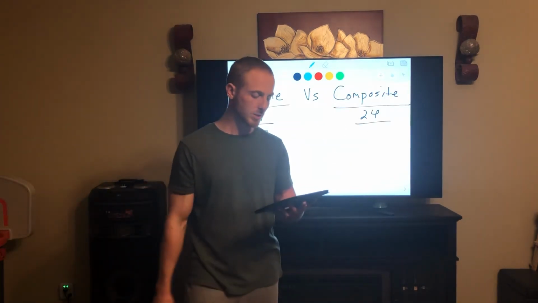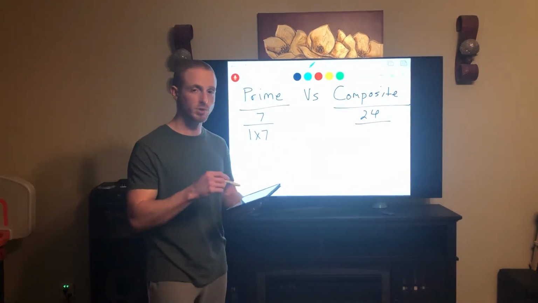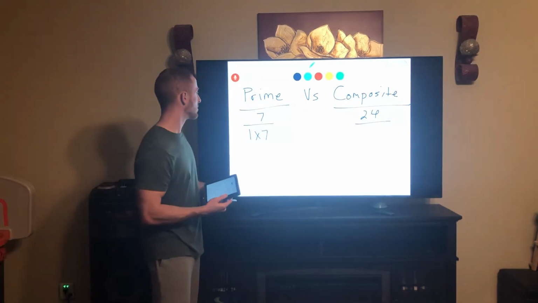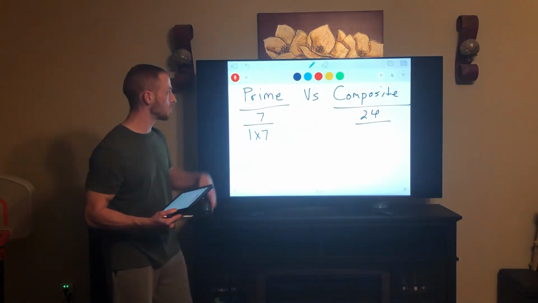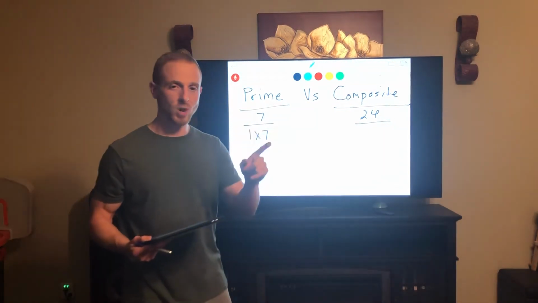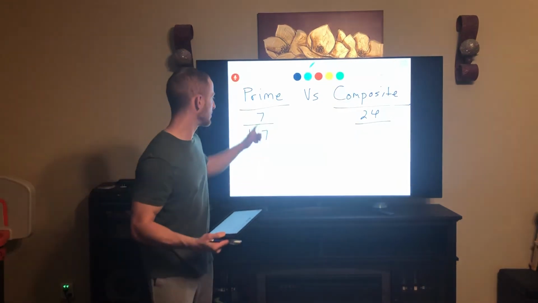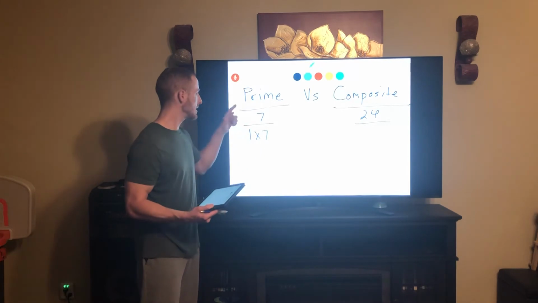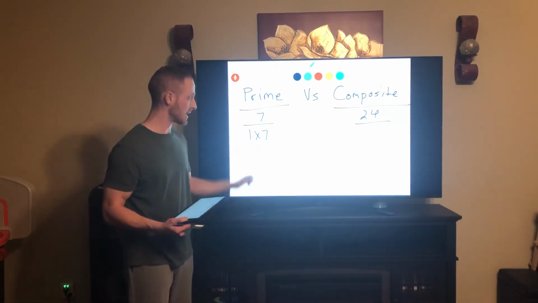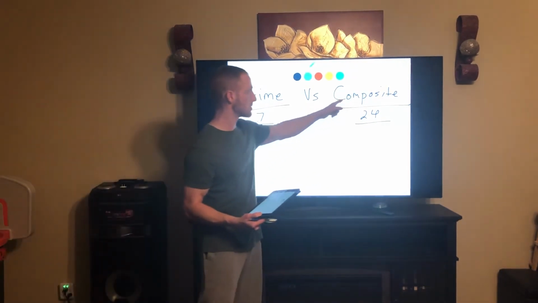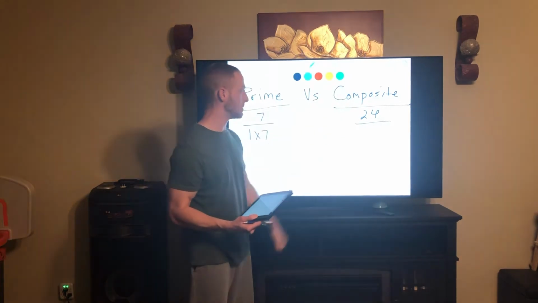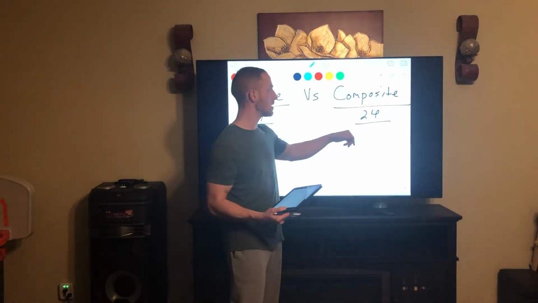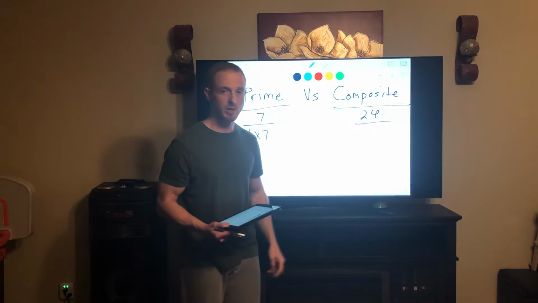One last thing that I do want to go over is prime versus composite. If you remember, a prime number only has two factors, 1 and itself. So for example, 7 is a prime number because the only two numbers you can multiply to get 7 is 1 times 7. So it has two factors. Composite numbers, like the one that we did at the very beginning of this lesson, 24, have more than two factors, okay?